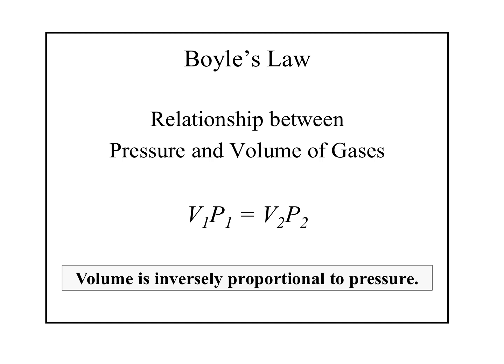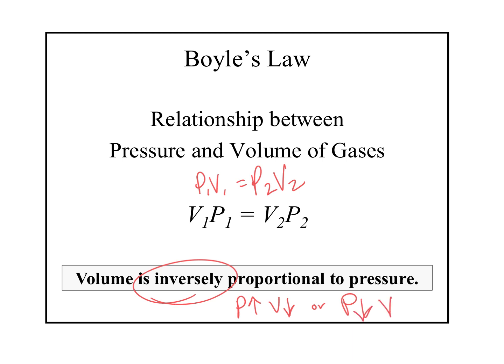They have it listed as V1P1 equals V2P2. We've always said P1V1 equals P2V2. Same thing, don't let that confuse you. So they are inversely proportional. That means if my pressure goes up, my volume goes down. Or if my pressure goes down, my volume goes up.